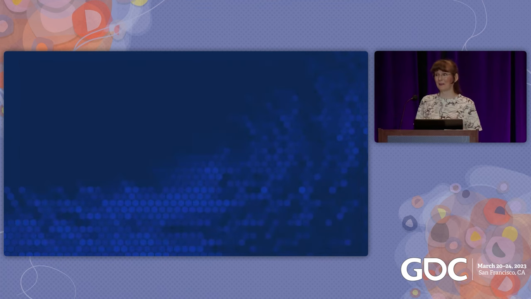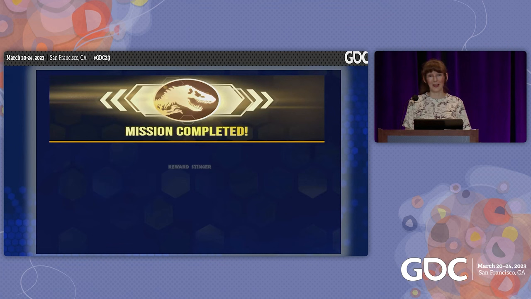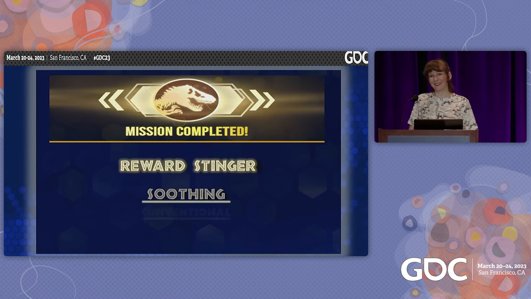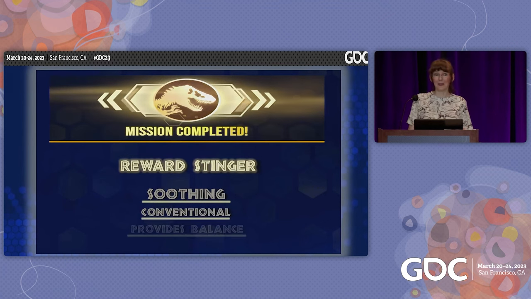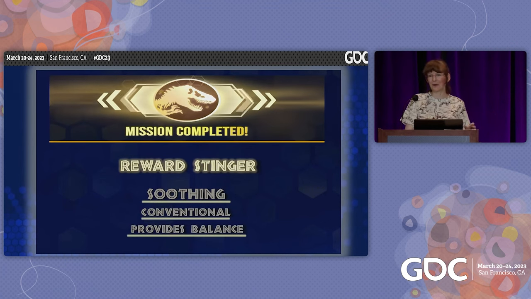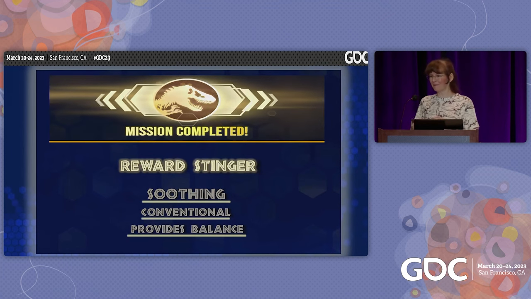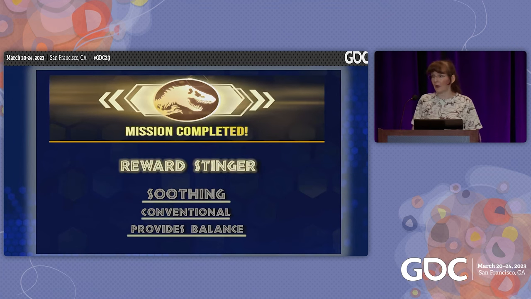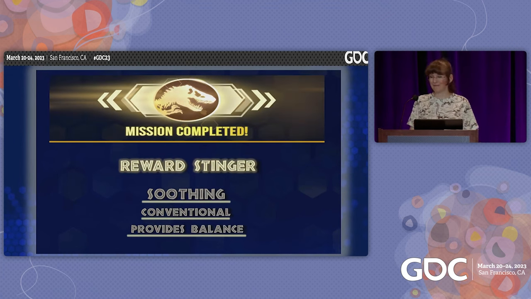If ever there was a musically soothing, classically conventional pat on the back, it's that reward stinger. It's the polar opposite of the harmonically ambiguous, if not fully atonal music that typifies much of the score of Jurassic World Primal Ops. And much like a reward, these thematic moments provide a welcome sense of balance to what would otherwise be a fairly overbearing, chaotic musical score.